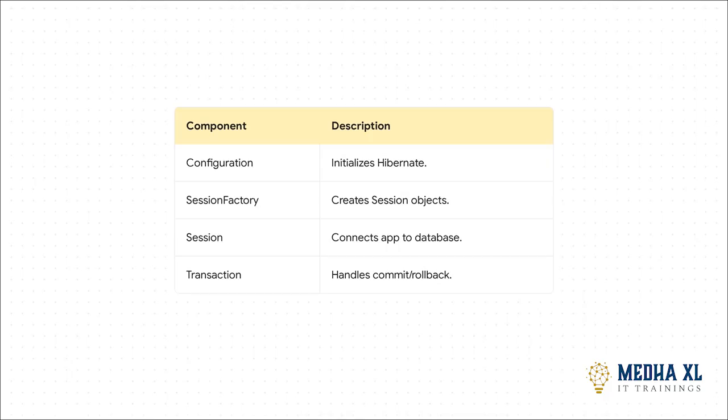Now, under the hood, there are a few key players working together. First, the configuration object reads your settings and kicks everything off. That builds a single, heavyweight session factory. Think of this like the main command center for your database connection. You only create it once. From that factory, you can get lightweight session objects whenever you need to talk to the database.